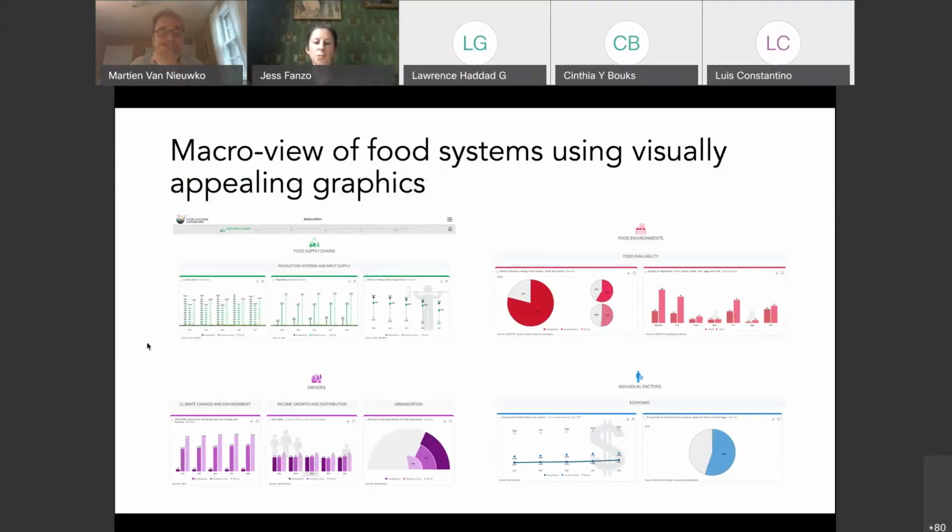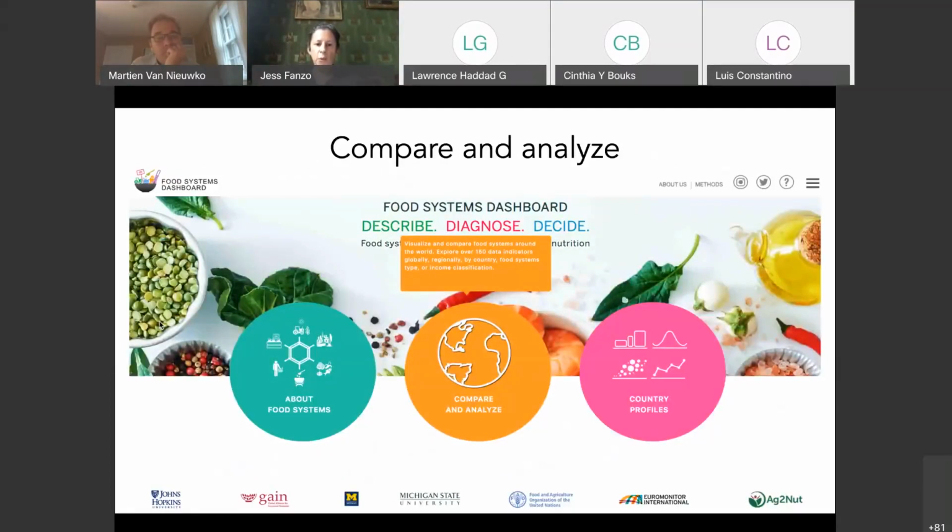And it presents them in a very visually appealing, easy to understand way, and doesn't require you to create graphs. So the graphs are already pre-made and easy to understand for someone who doesn't really want to fiddle with data very much. Now, the other way to enter the dashboard is this compare and analyze.